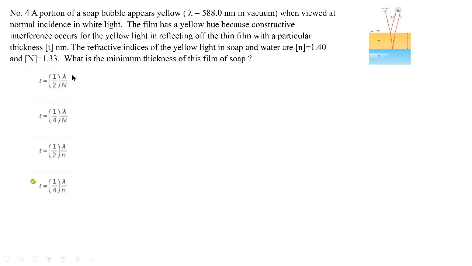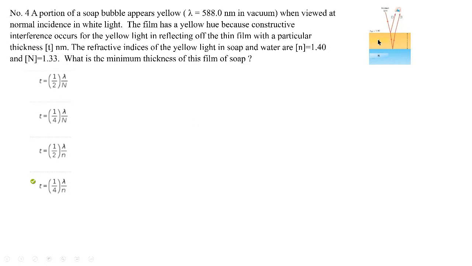Now, this needs a little bit more grasp, right? You have a soap bubble, a portion. It appears yellow when viewed. When you have white light, that means it is filled with yellow, red, blue, green, violet, orange, and so on. So it is filled with light of various wavelengths, and they will be reflected off this film. And this film is on top of water.